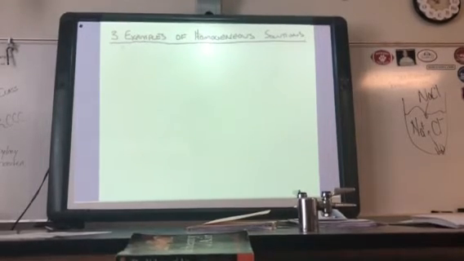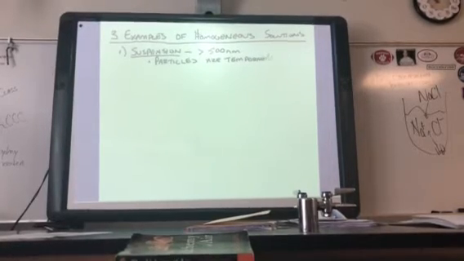suspension. And so remember that the particle size dictates what type of homogeneous solution these things are. A suspension is one that has a particle size that is greater than 500 nanometers. If the particles are greater than 500 nanometers, they are temporarily suspended. And so what that means is pretty obvious.